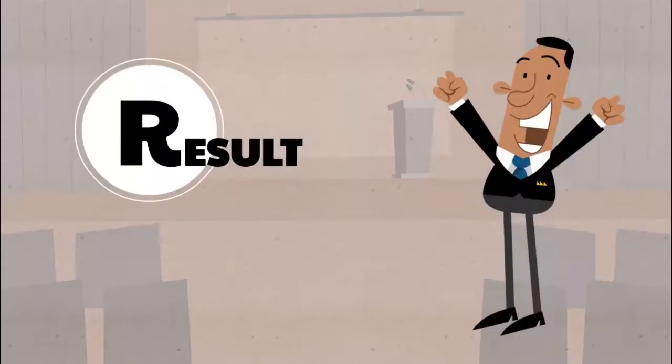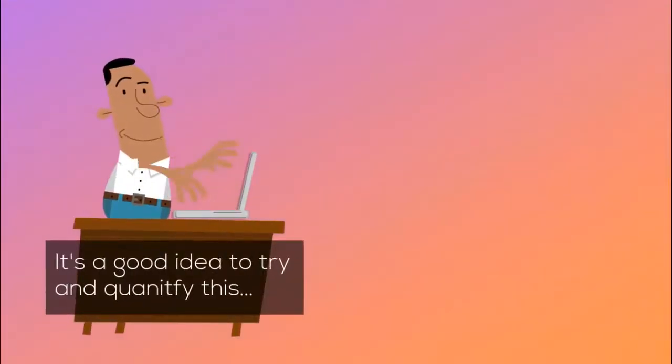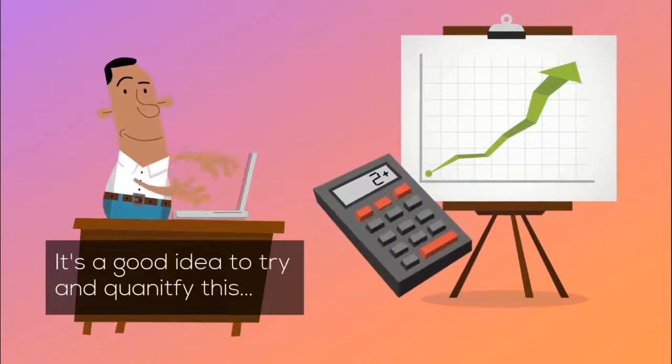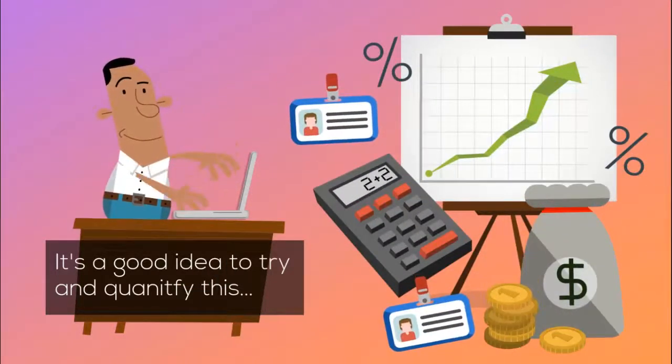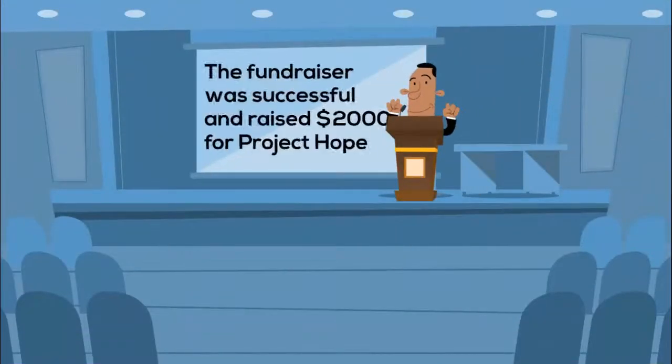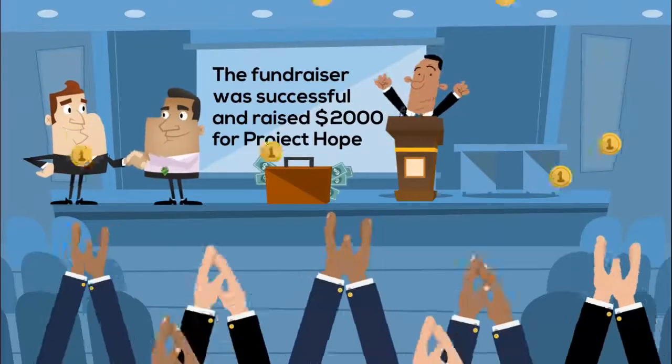The final part is R, for result. What was the result or final outcome? It's a good idea to try and quantify this by using facts, figures, percentages, dollar amounts and names. In our example, the result was that the fundraiser was successful and raised $2,000 for Project Hope.